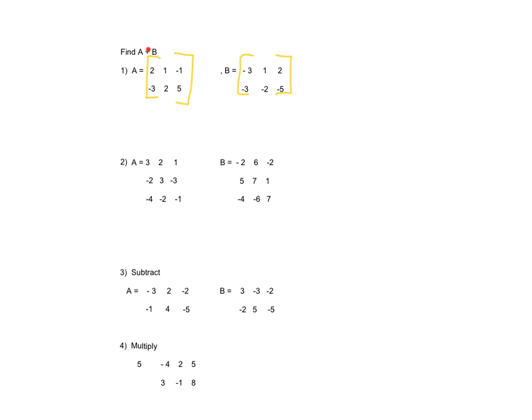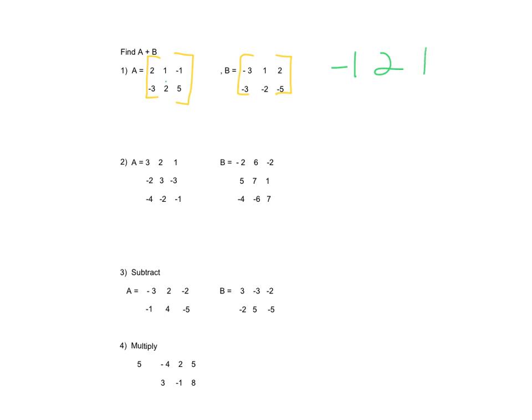So in this problem, the 2 and the negative 3 go together, the 1 and the 1 go together, the negative 1 and the 2 go together. So you're going to add those guys. When I add 2 and negative 3, I get negative 1. If I add 1 and 1, I get 2. I add negative 1 and 2, and I get 1.